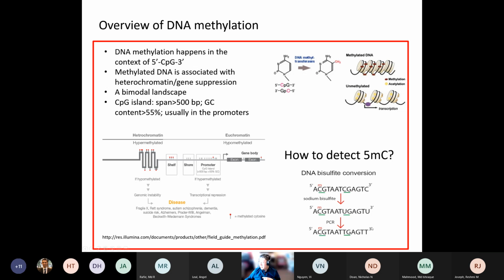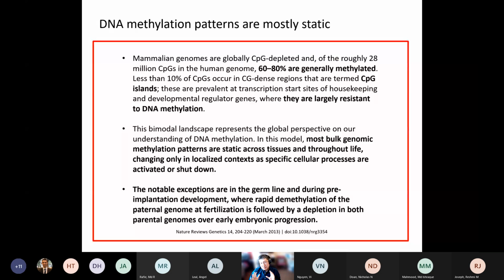So when you do PCR, the PCR is always about DNA. So you change that U to T, while the C remains to be C. So this way, you should be able to tell which one is methylated, which one is not. It's very, very simple, just a chemical treatment followed by either sequencing or PCR. You will be able to tell that information, whether the DNA is methylated or not.